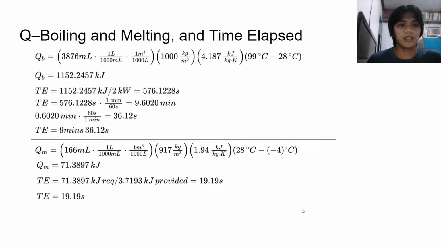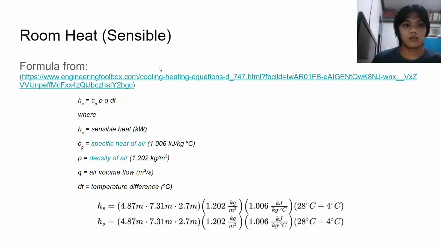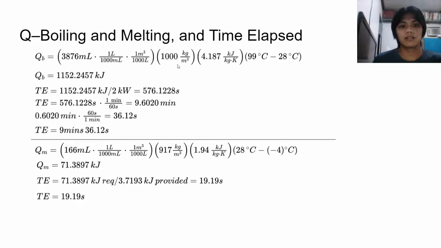So for the boiling and melting and the time elapsed, what we did was to take the given values. This is the volume of the water. So we converted it from milliliters to liters to cubic meters. And then we multiplied it the same with the room heat sensible. We multiplied it by the density of the water as well as with the specific heat of water and the temperature difference, this time from room temperature up to boiling temperature.